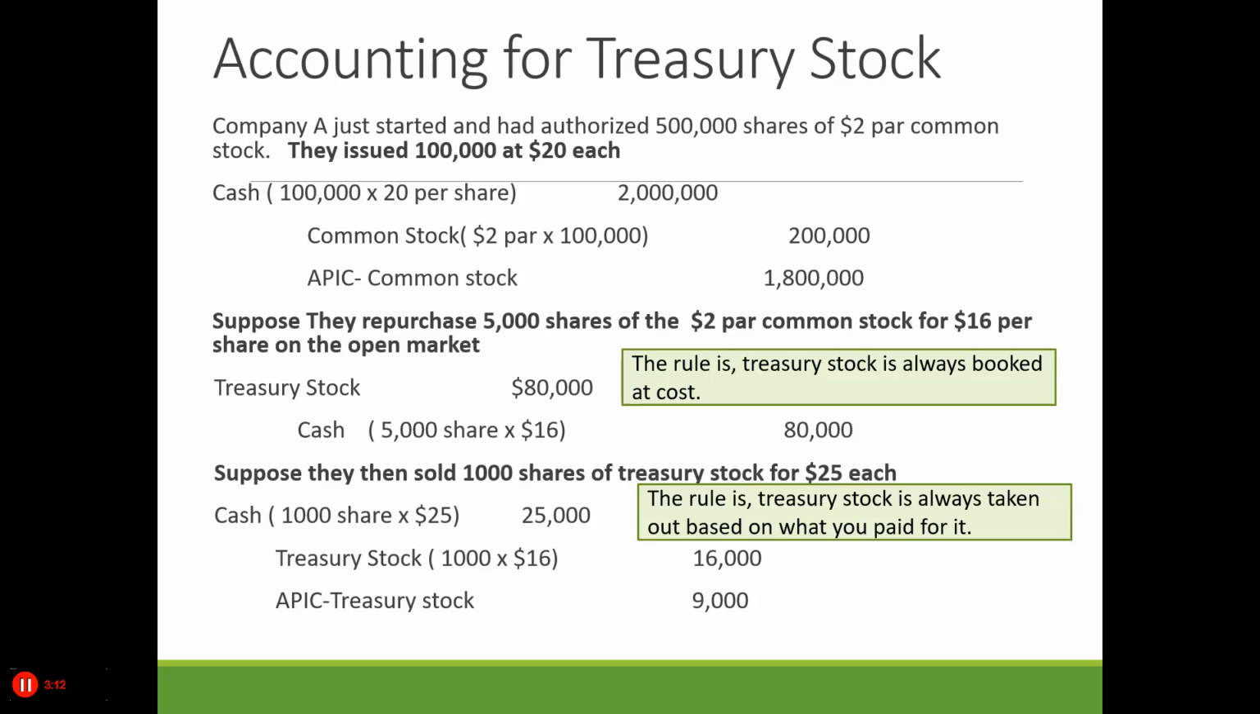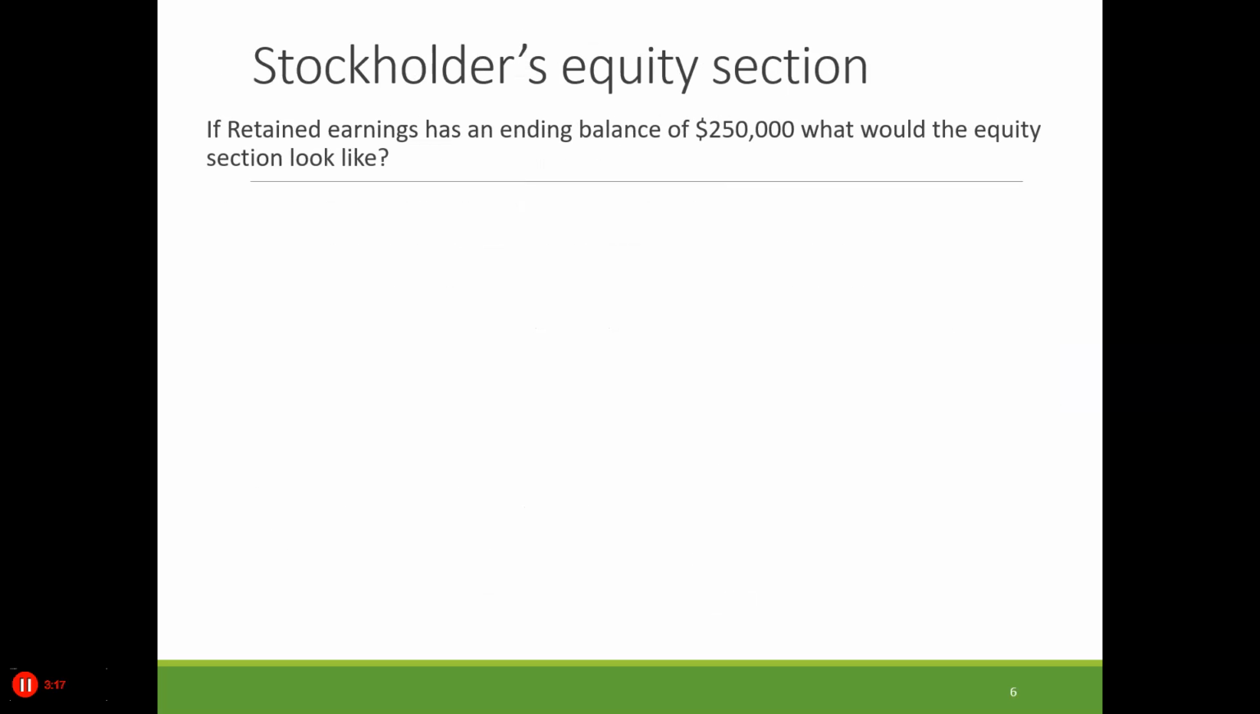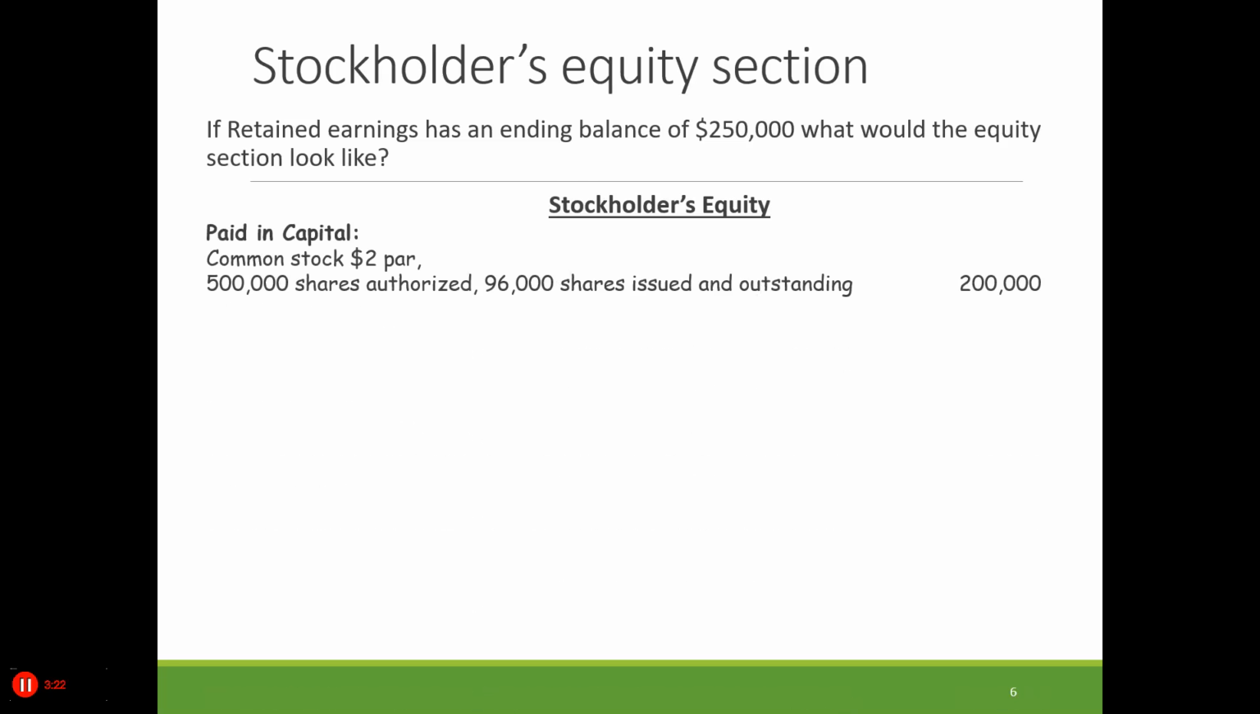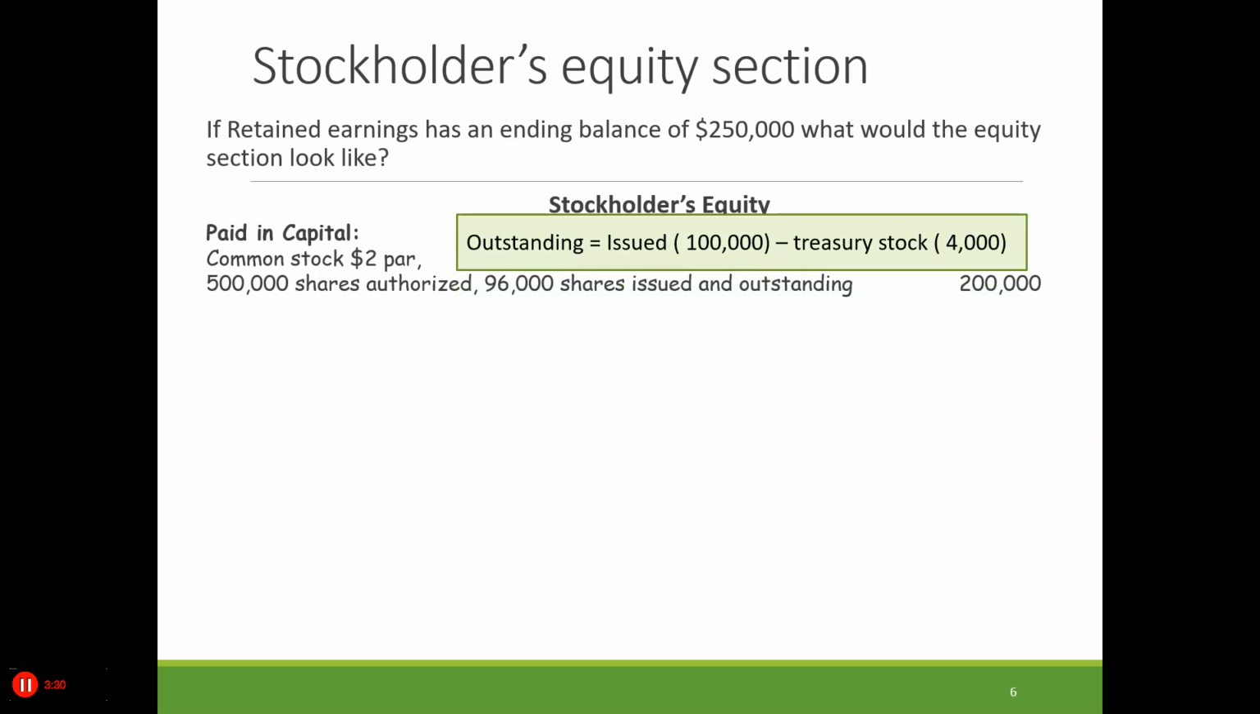Now, what does this look like for the stockholders' equity section? So if our retained earnings is $250,000 at the end of the year, we do our section by saying first we start with our common stock. We have 500,000 authorized, but only 96,000 shares issued and outstanding. Remember, outstanding is issued, which was 100,000 based on the previous page, but we have to minus 4,000 because what did we do? We went out in the open market, we bought 5,000, but then we went back and sold 1,000, so we got 4,000 left in treasury stock.